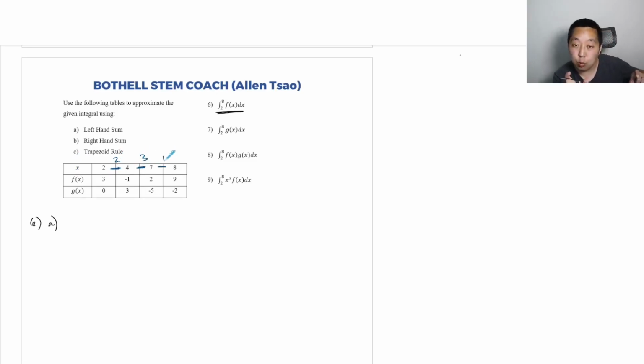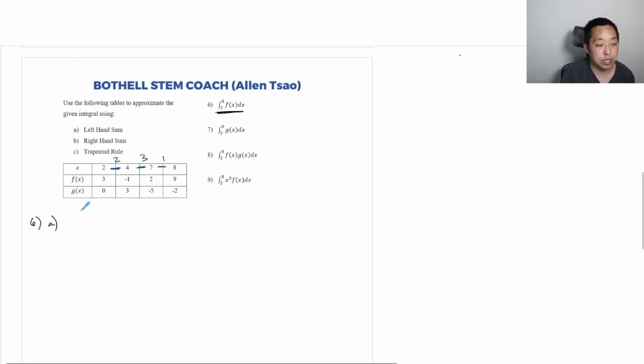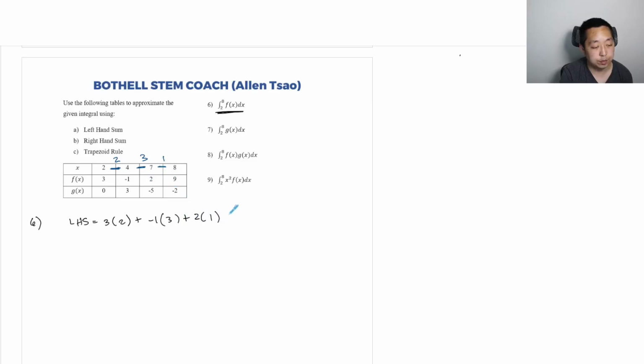So those are the interval widths, that's the width of the rectangles. And then the height of the rectangle is actually kind of easier. When you're doing the left-hand sum, you just take the left value. So you would say 3 is the height of the rectangle, and the interval width is 2. So that's the width of the rectangle. And then this one, the left point, is -1, and the interval width is 3. And then here, you take the left point, f of x, which is 2 times 1. And so this would be 6 minus 3. That's 3. 3 plus 2 is 5.